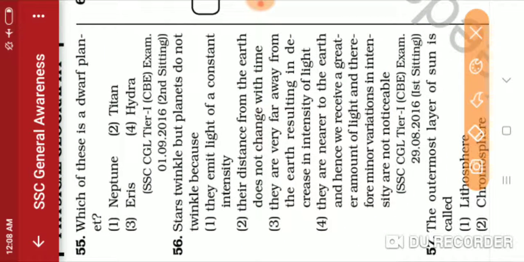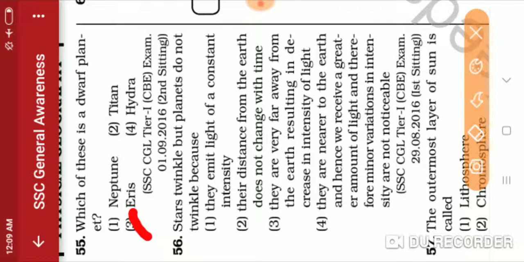Next question, which of these is a dwarf planet? So the asteroid belt, between Mars and Jupiter, also has a dwarf planet, called dwarf because it is very small. So the answer will be Ceres, and Ceres is also the first discovered dwarf planet.